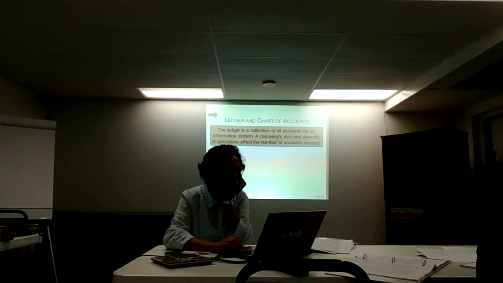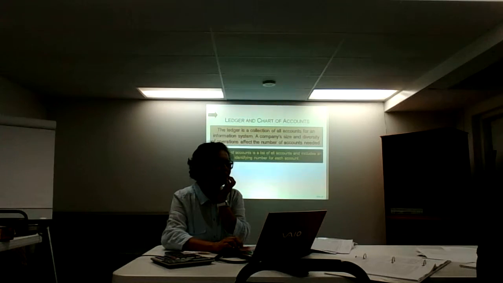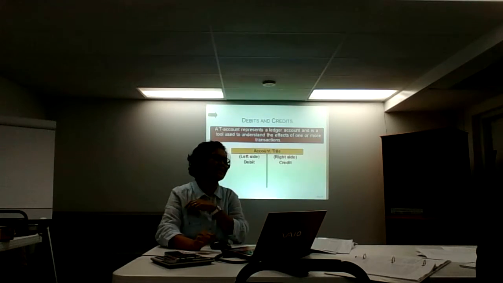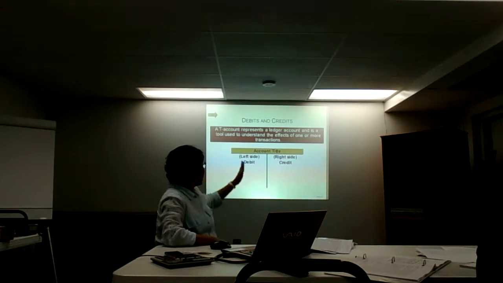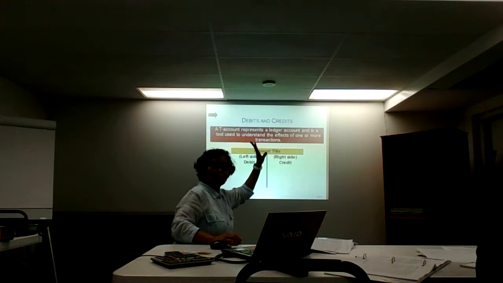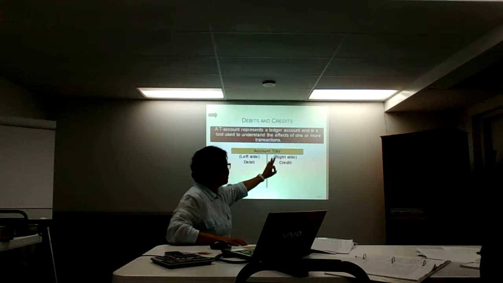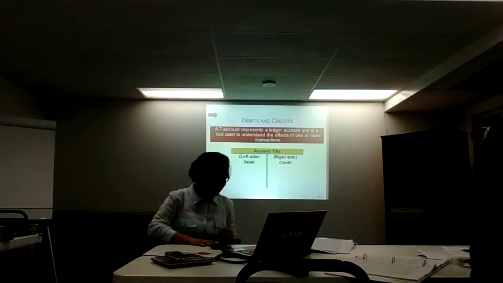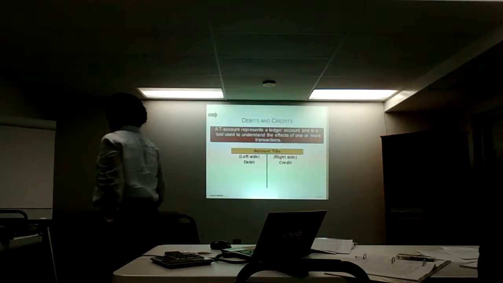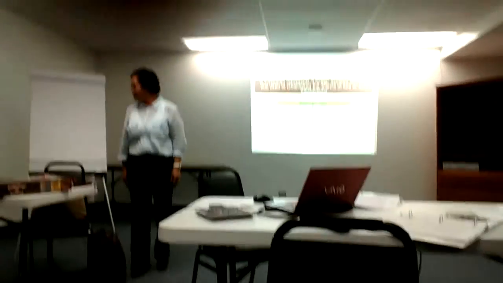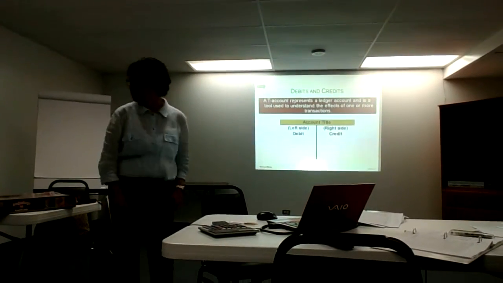Okay, so the rule of debit and credit. Remember we talk about accounts, right? When you say account, it could be cash, it could be any other asset, liability, owner's equity. It is written as a T, because for some reason they call it a T account.